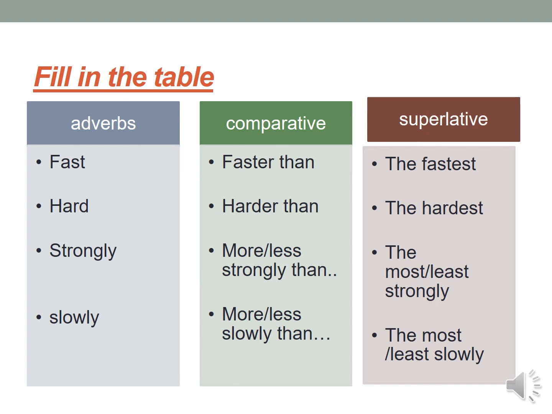Okay, we have here the table. We have adverb, comparative, and superlative. The adverb here is what? Number 1, fast. To make it comparative, it will be what? Faster than. Superlative, the fastest. Another one, hard. It will be what? In the comparative form, harder than. Superlative, the hardest.